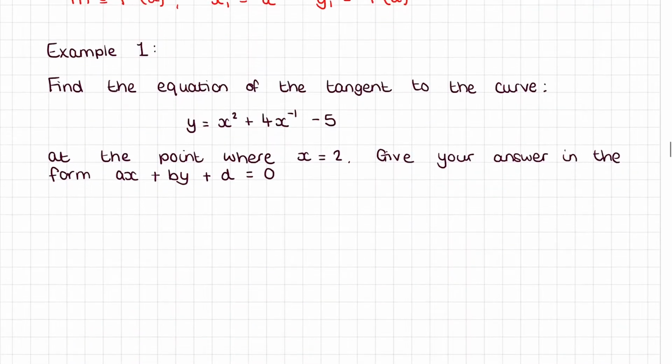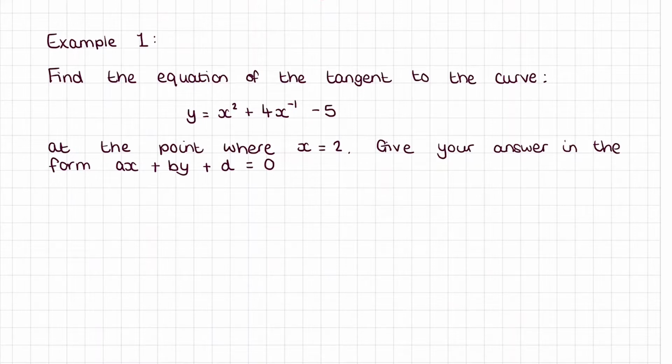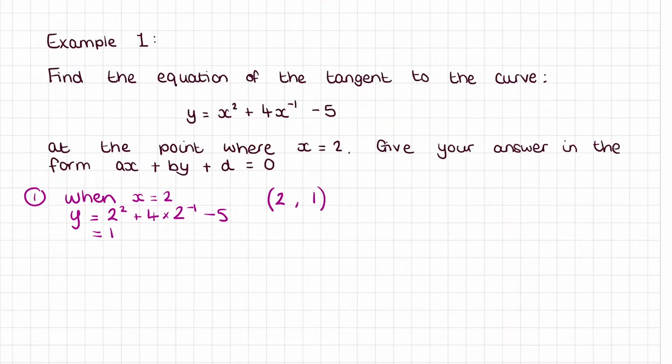So when we're doing this, the first thing I like to do is find my x and y coordinates of that point, before we even do the derivative. So we know that x equals 2. So if we look at when x equals 2, put that into our original equation. So this is going to be step 1. It's going to be 2 squared plus 4 times 2 to the power of negative 1 minus 5. Put that into your calculator, and you will find that that equals 1. So our original coordinate of the point we're finding is (2, 1). So this would be x1 and y1.